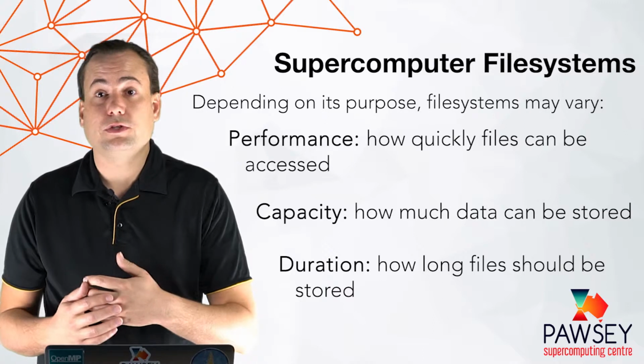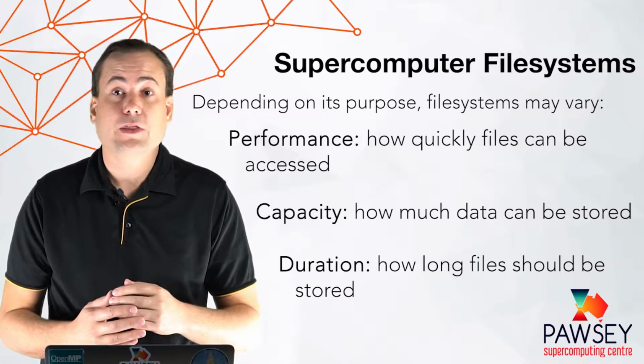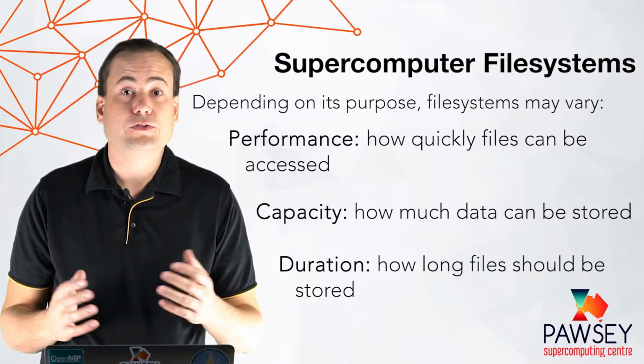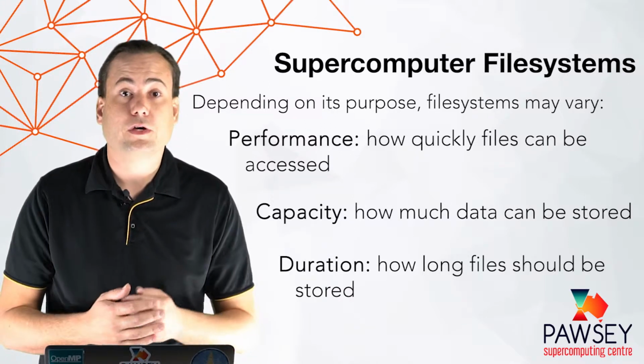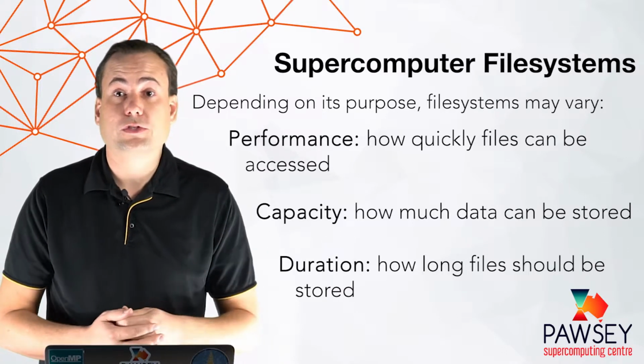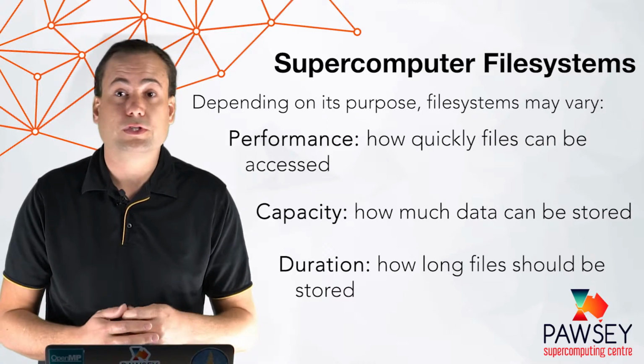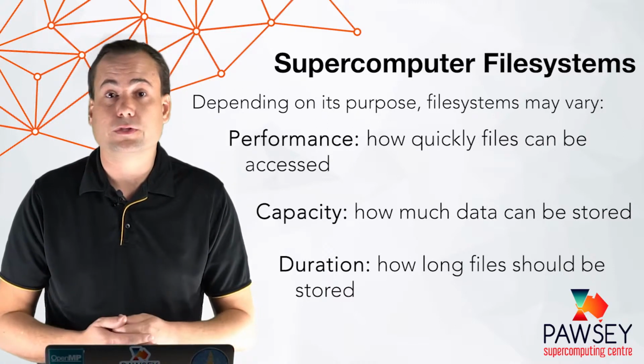Some file systems are intended for short-term use, while actively used by running jobs, while others are intended for mid-term storage for files that need to be reused frequently over the lifetime of a project. Files that are no longer actively used should be removed from the supercomputing file system and placed in other services intended for longer-term storage, such as the Pawsey data store or institutional storage facilities.